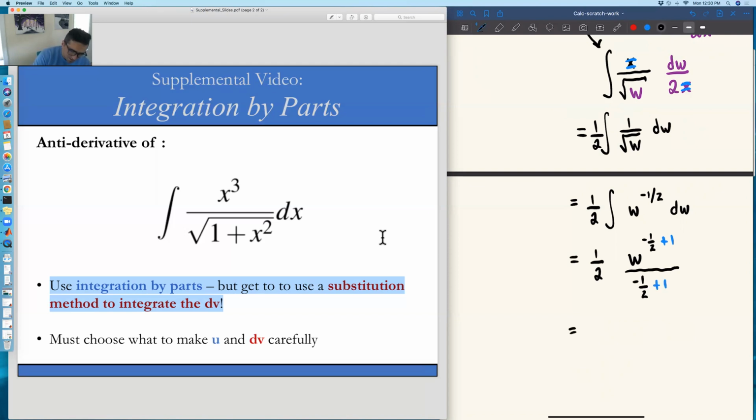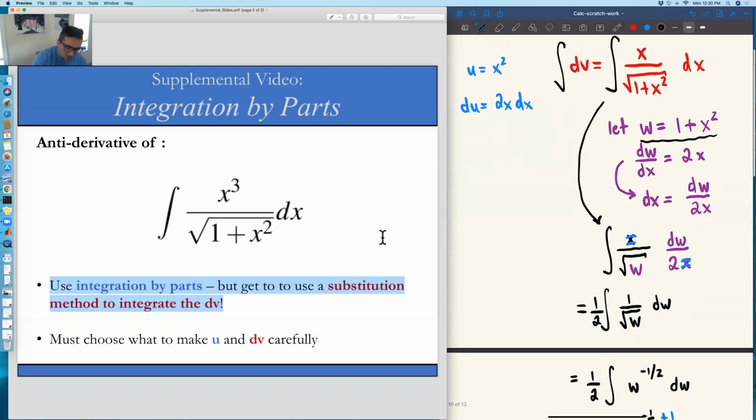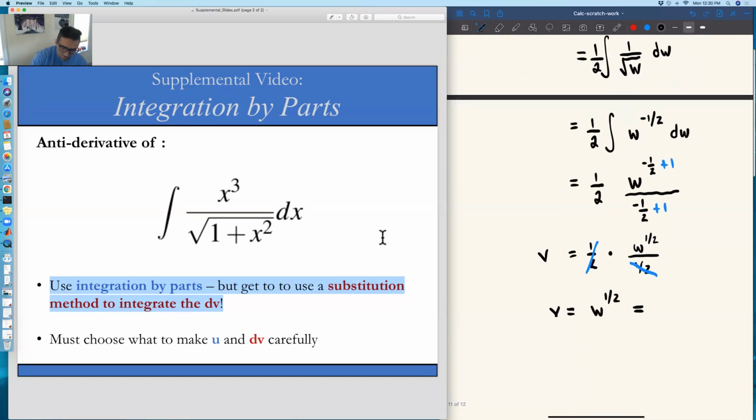And when we just do out a little bit of this algebra, this will be 1/2 sitting out in front times w to the 1/2, all divided by 1/2. So those factors of 1/2 in the numerator and denominator there cancel out. And what we finally find is that v is equal to w to the 1/2. And then going back to our substitution of what we call w, we know that w is actually equal to 1 plus x squared. So that antiderivative we were looking for, v, is 1 plus x squared raised to the power of 1/2.